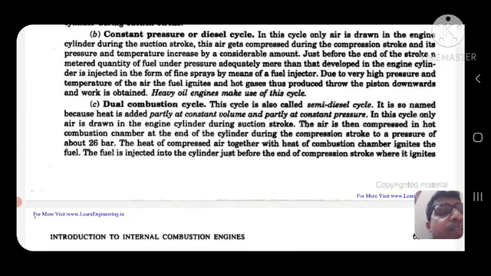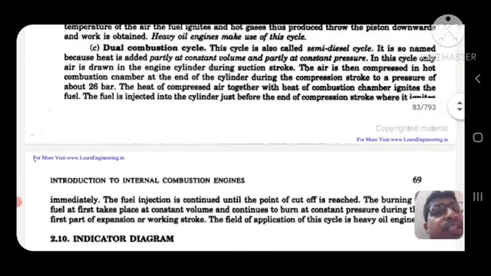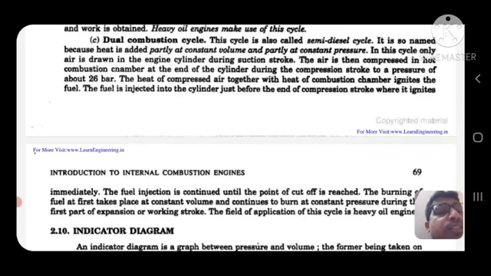This air gets compressed during the compression stroke and its pressure and temperature increase by a considerable amount. Just before the end of the stroke, a metered quantity of fuel is injected under pressure adequately more than that developed in the engine cylinder. Dual combustion cycle engine. This cycle is also called the semi-diesel cycle. It is so named because heat is added partly at constant volume and partly at constant pressure.